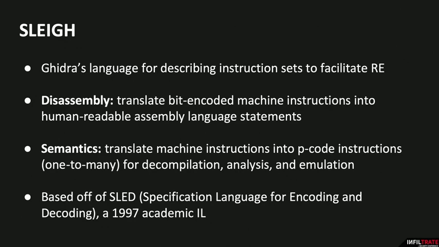So we've talked through P-code, which is the actual micro-operations, the unique IL that Ghidra uses. SLEIGH is Ghidra's language for describing instruction sets to facilitate RE. So SLEIGH serves two purposes. It both translates bit-encoded machine instructions, so a raw bit stream, into actual human-readable assembly instructions. And as well as doing that, it provides semantic information about what those instructions do that lets you lift them from raw instructions into P-code.